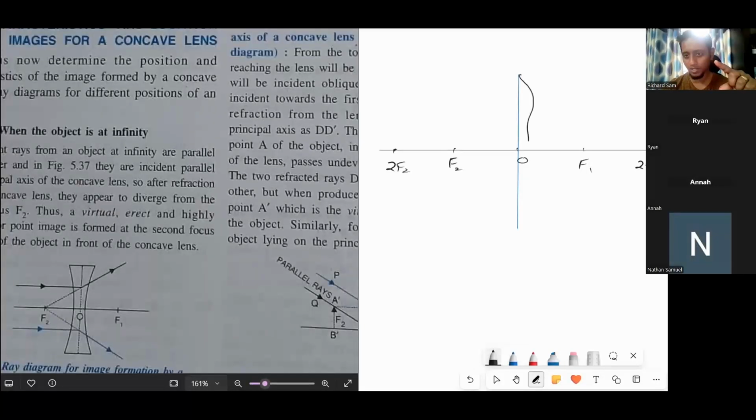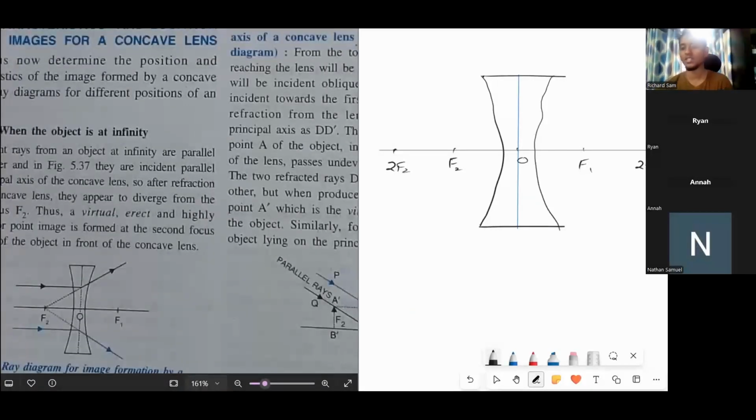If you keep the pencil here, what shape will you get? You'll get a convex lens. Put the pencil over here somewhere and then draw, so you'll get a concave. Now put the point on the other side, the 2F1 side, and there also you will draw this. And that's how you get your concave lens.